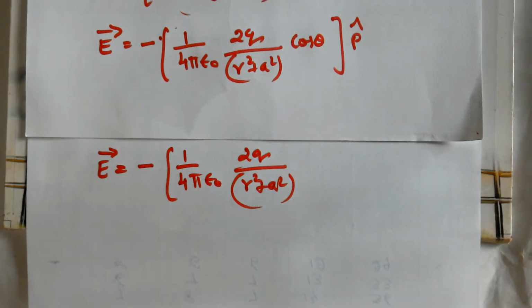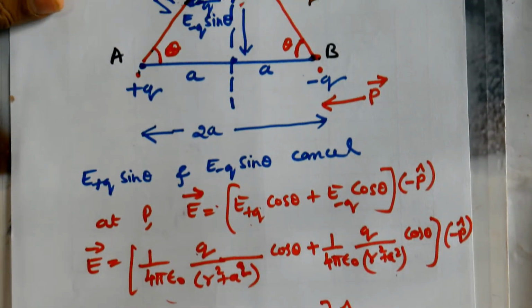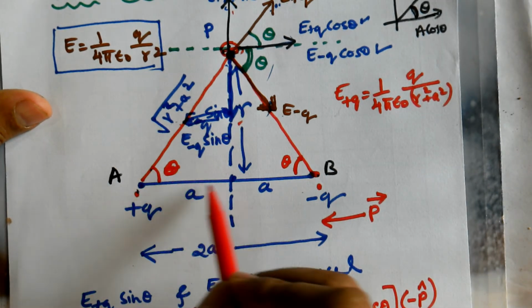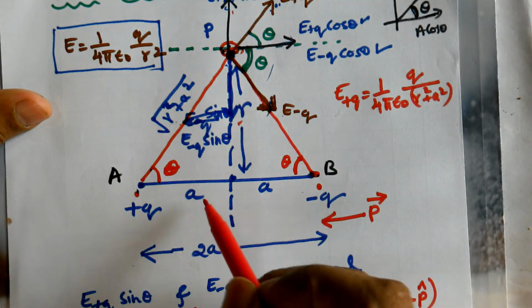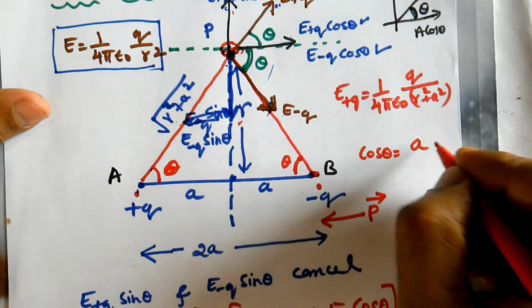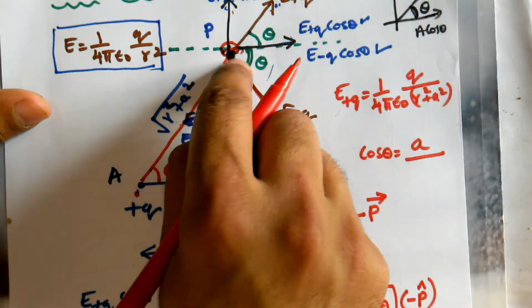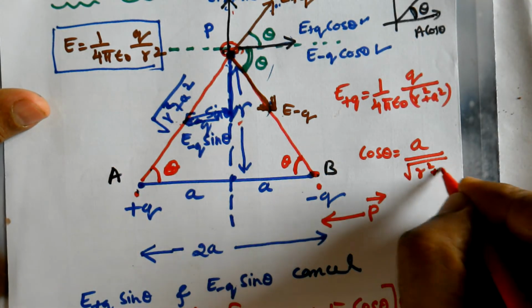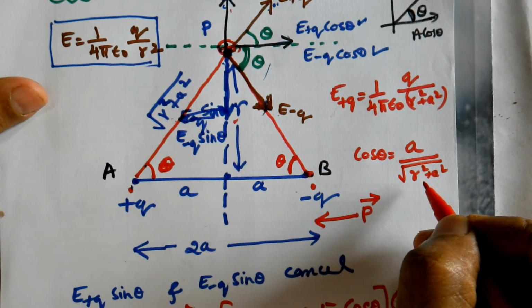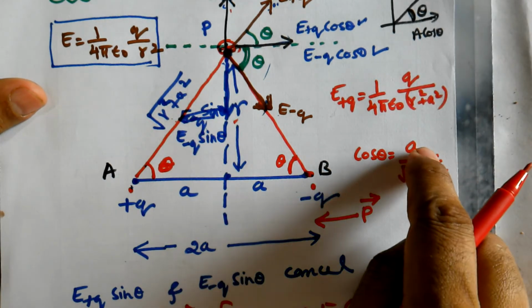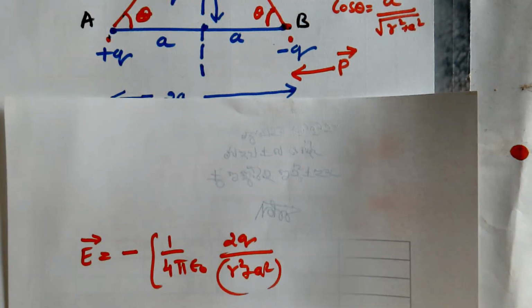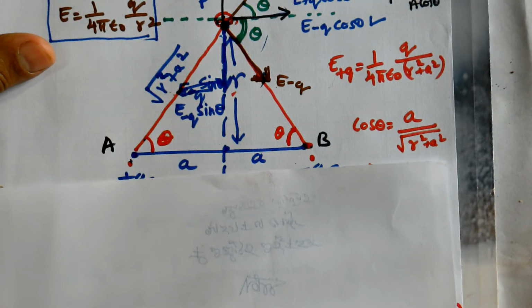What is cos theta? If you come back here, what is cos theta in the diagram? Cos theta is adjacent side divided by hypotenuse. What is the adjacent side? A. So cos theta is equal to adjacent side a divided by hypotenuse, root of r square plus a square. I can write root of r square plus a square as r square plus a square to the power half. So cos theta is a by root of r square plus a square. So shall I put it here only? This becomes easier now.